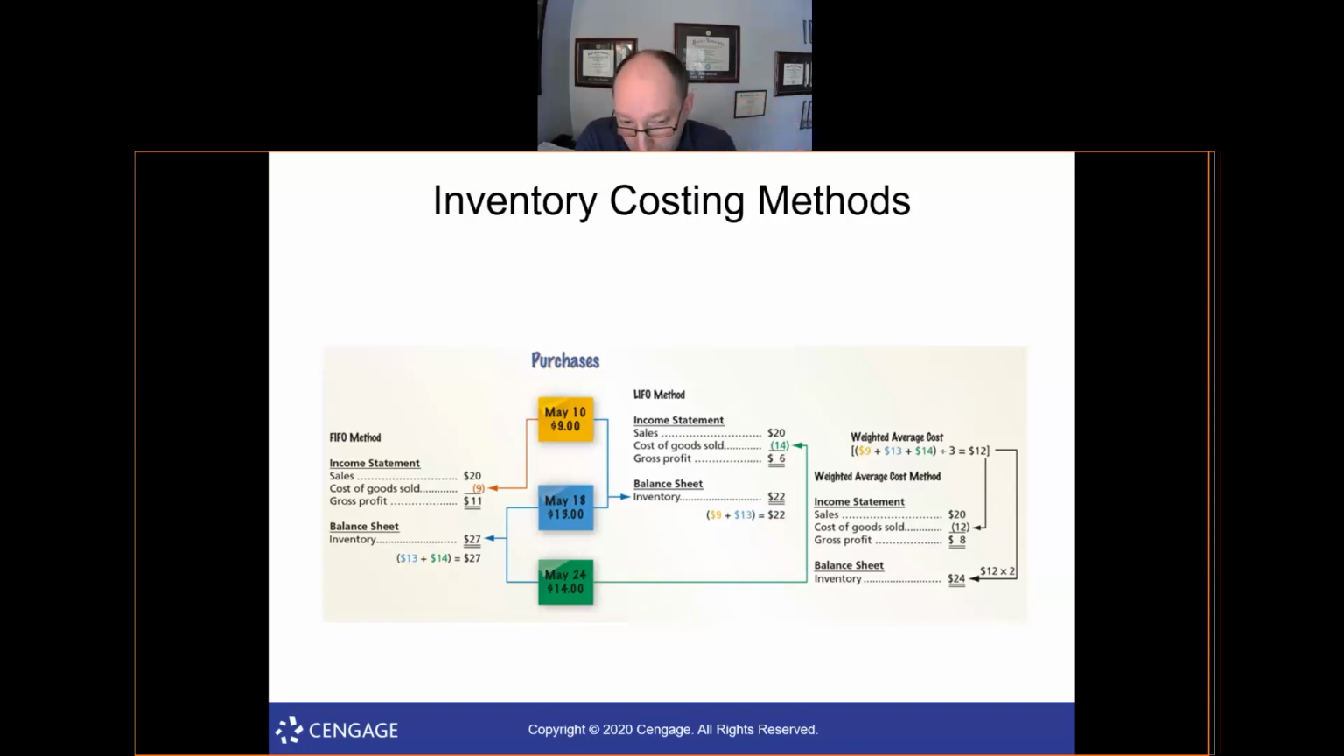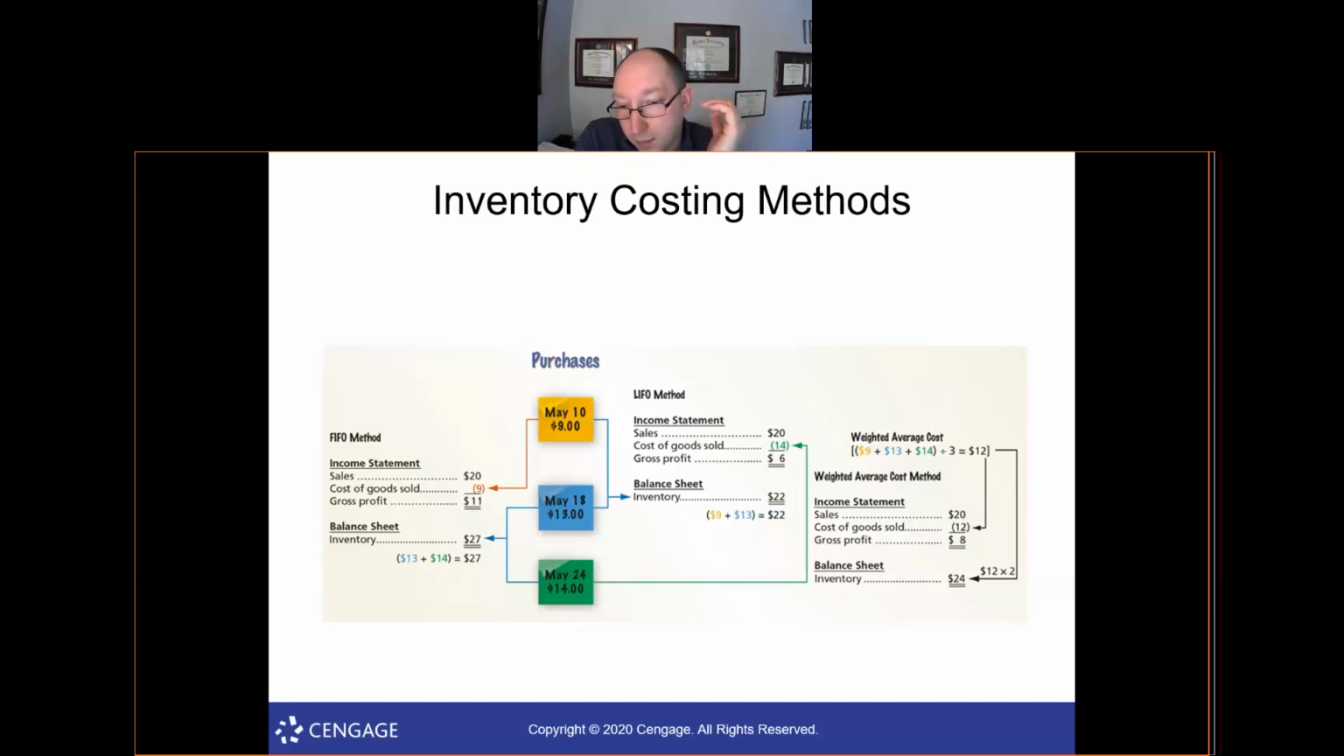My first one I purchased was 9. The second one was 13. That equals 22. Using the weighted average cost, my cost of goods sold is $12. How did we figure that out? We took all three purchases, 9 plus 13 plus 14, and we divided by 3 to get the average, right? The average cost is $12.